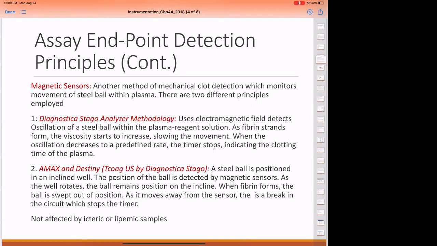The other methodology, employed by the STA-Compact by Diagnostica Stago, uses a steel ball that is positioned in an inclined well. The position of the ball is detected by magnetic sensors. As the well rotates, the ball remains in an inclined position, and when the fibrin forms, the ball is swept out of that position. As it moves away from the sensor, there is a break in the circuit, which stops the timer. These instruments, specifically the AMAX and Destiny by Diagnostica Stago, using the steel ball methodology, are not affected by icteric or lipemic samples.